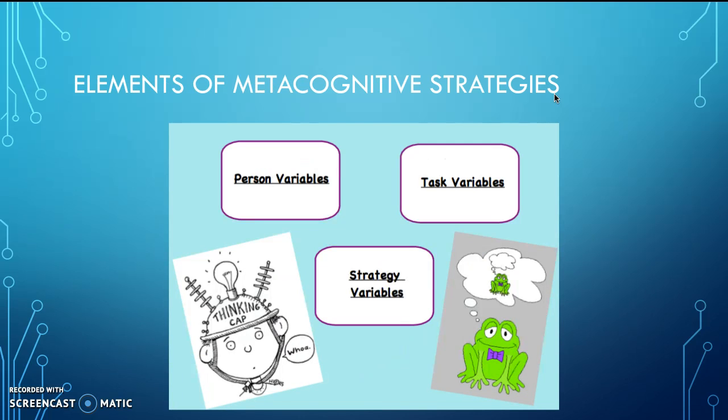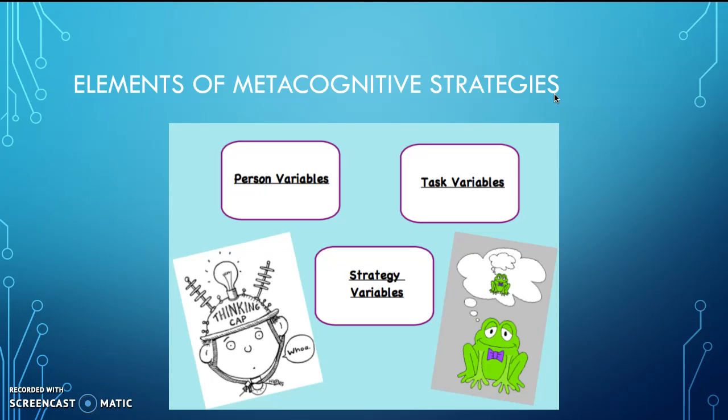First, students must access their prior knowledge. Metacognitive knowledge has three components. The first one is personal variables. This is what one recognizes about his or her own strengths and weaknesses in learning and processing information.